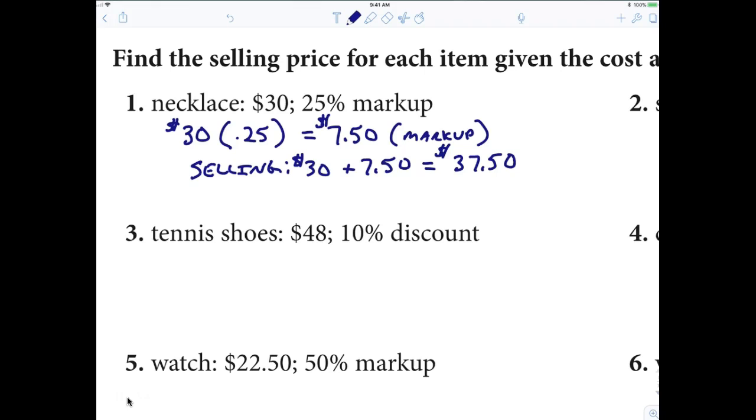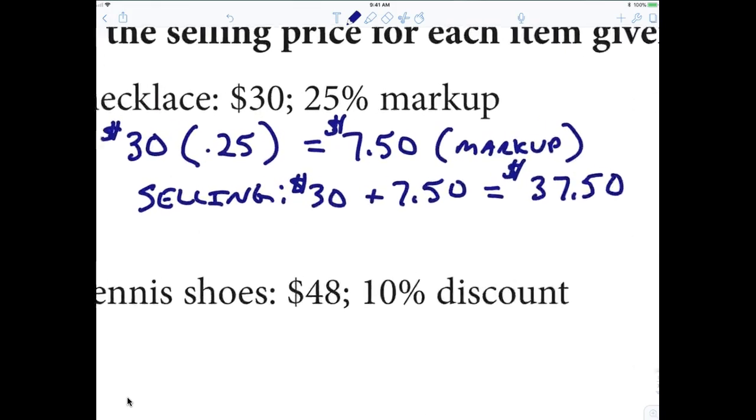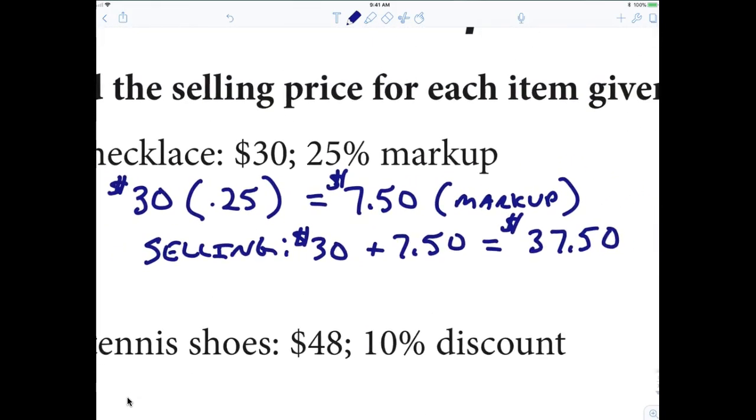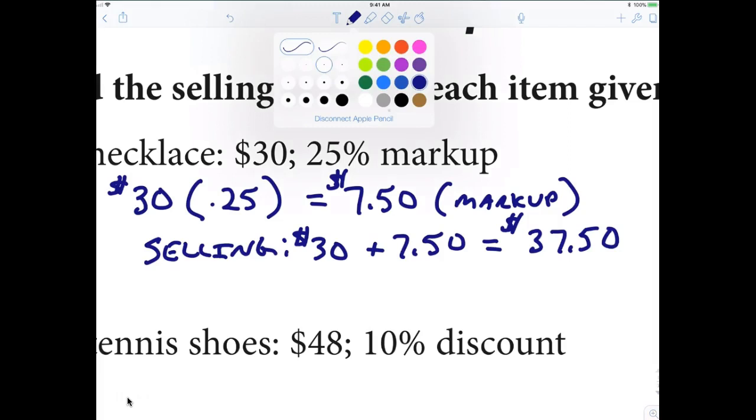Now, I'm also going to show you how I want you to do the problem, which is different than that. That's if you forget what I'm about to tell you. Everybody can do that. Take 25% and then either add it or subtract it, depending on if it's a markup or a discount. Thank you.